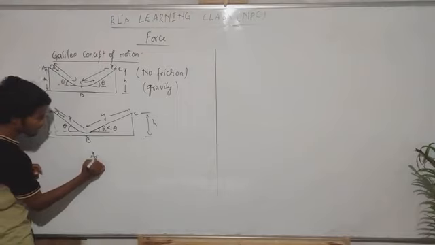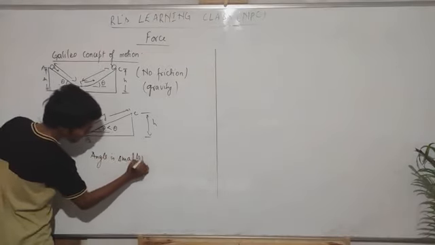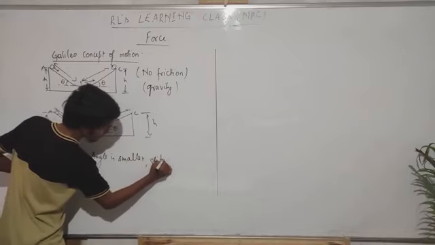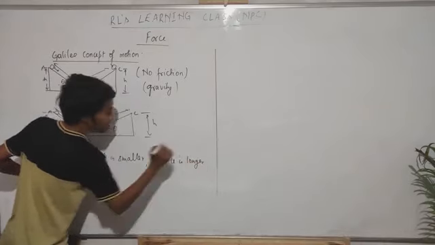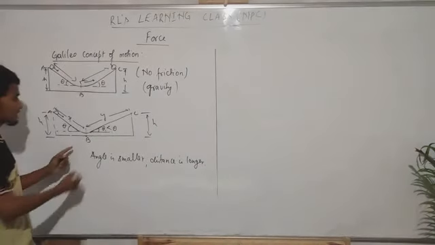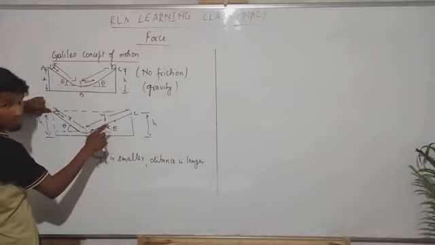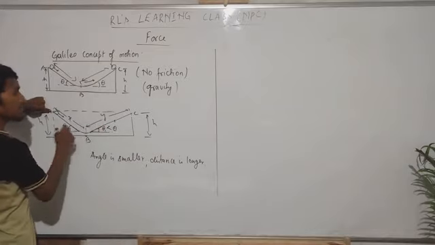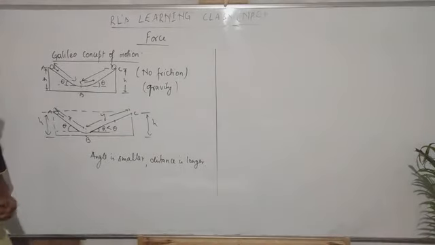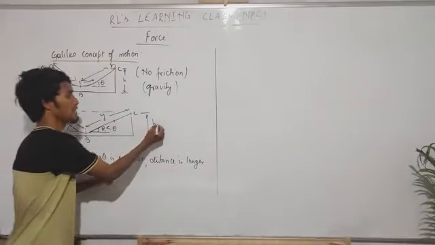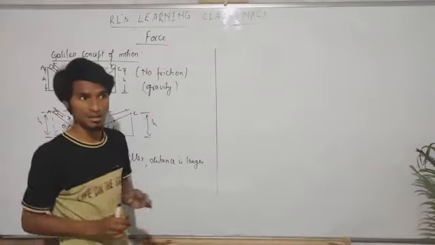When the angle is smaller, the distance is longer. Why? If you just move up to here, will it reach the same height? No, it does not. To reach the same height, it will travel a much longer distance so that it can get the same height, because this height is always the same if there is no friction.